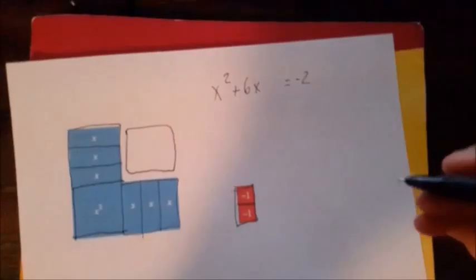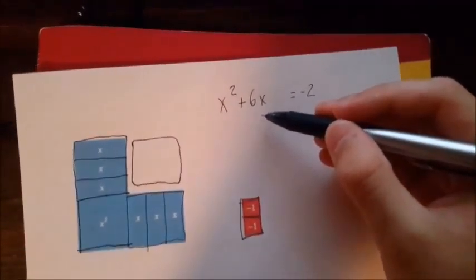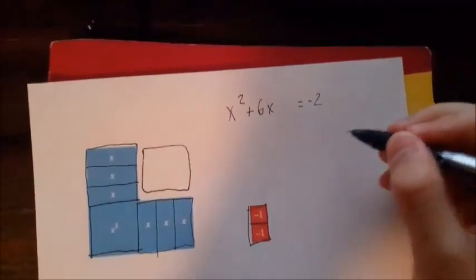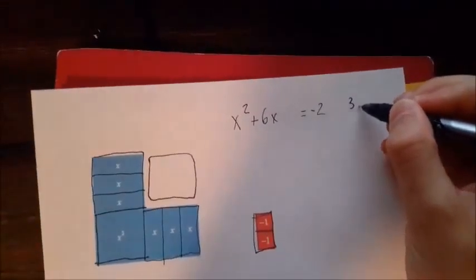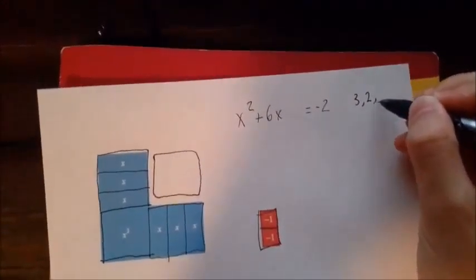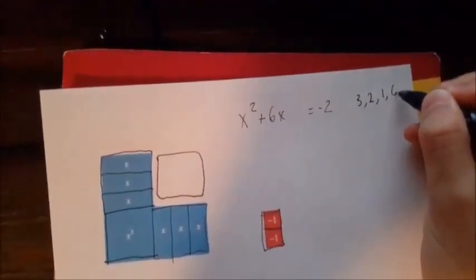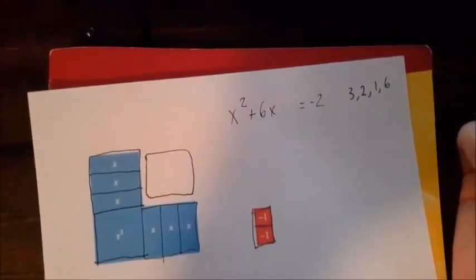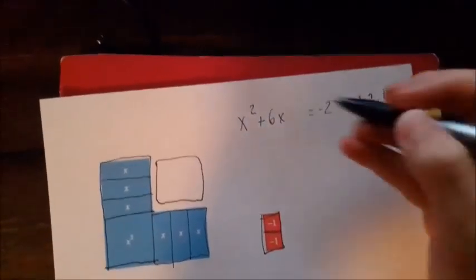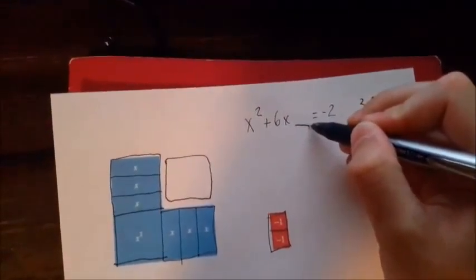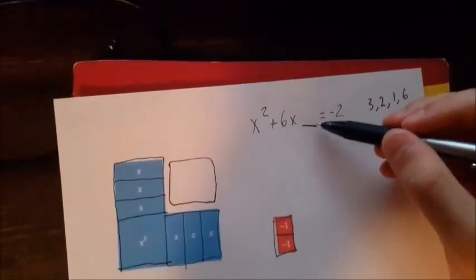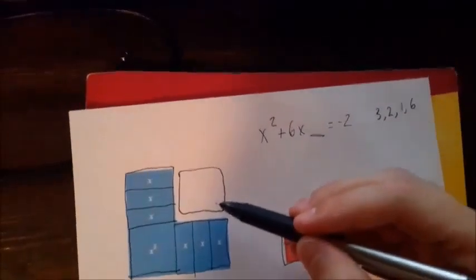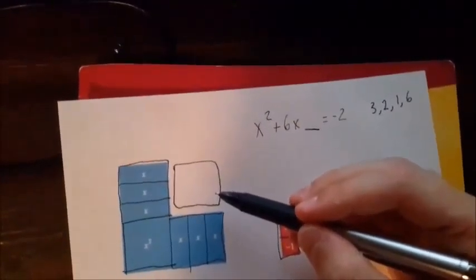So, if we look at our multiples of our b term, which is 6, we can say we have multiples of 3, 2, 1, and 6. Now none of these will add up to 2. Thus, we need to figure out what is going to go here. This number will be the same amount of tiles that go here.